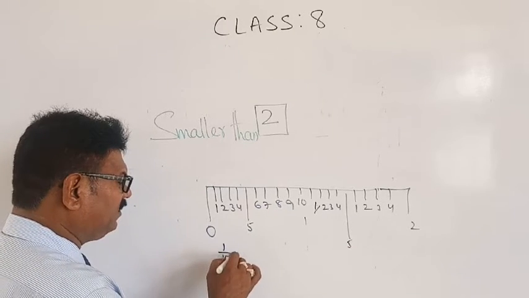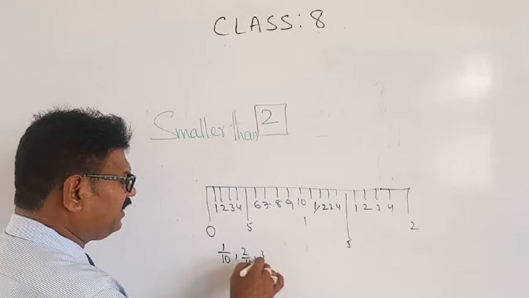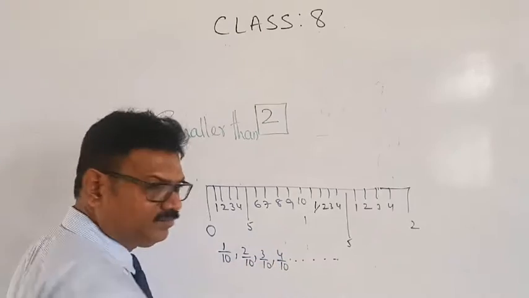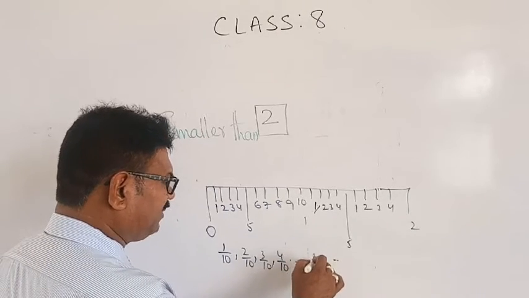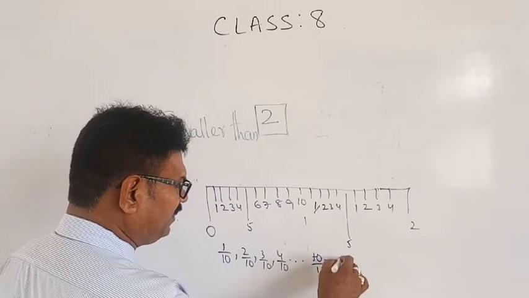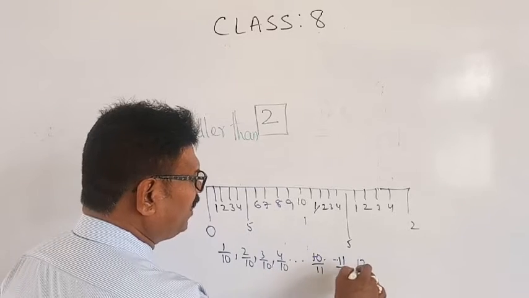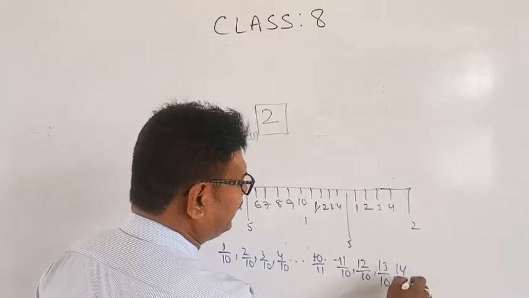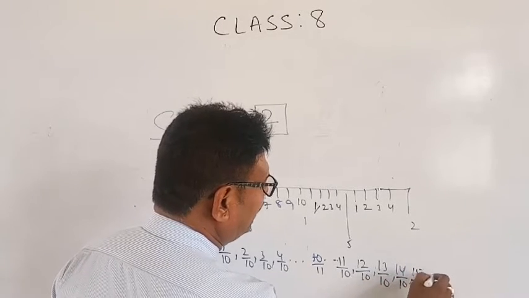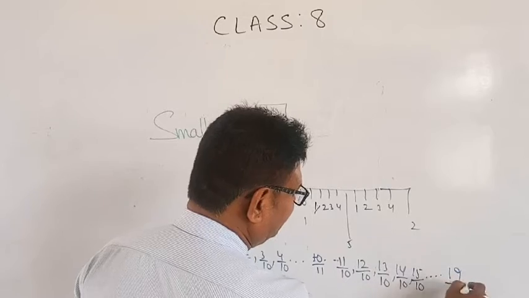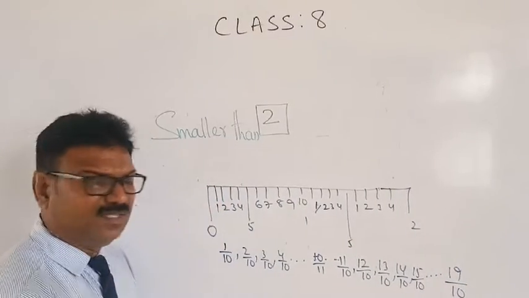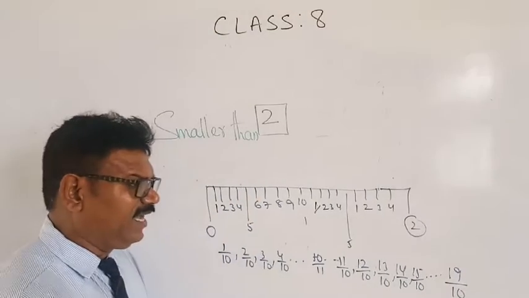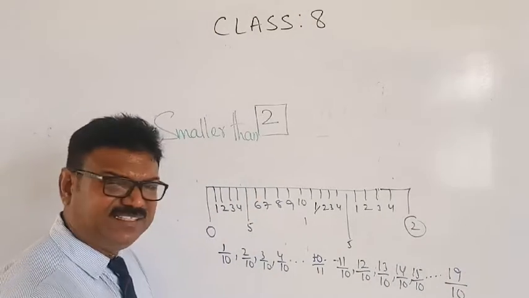Therefore 1 by 10, 2 by 10, 3 by 10, 4 by 10, like this. Here 10 by 10. Next one 11 by 10, 12 by 10, 13 by 10, 14 by 10, 15 by 10, like this. Last one is how much? 19 by 10. These are all smaller than 2 only. Okay? 20 by 10 is nothing but 2 only.